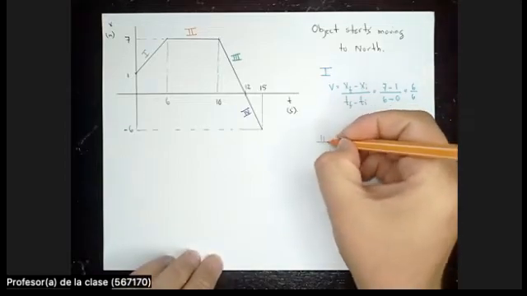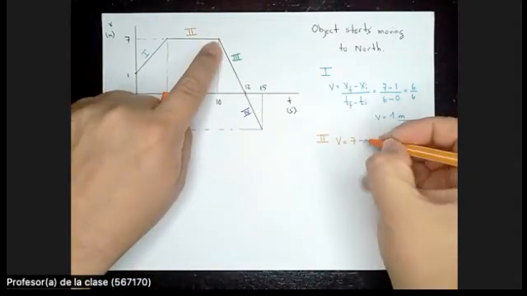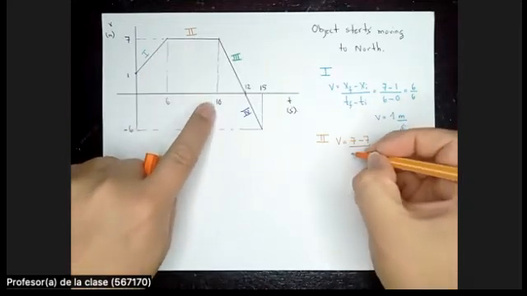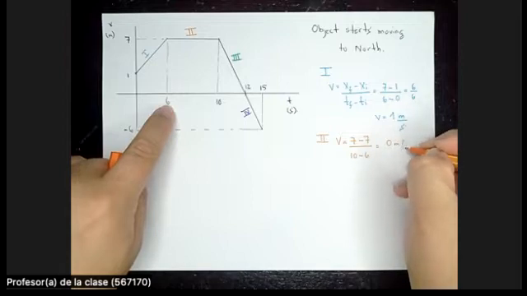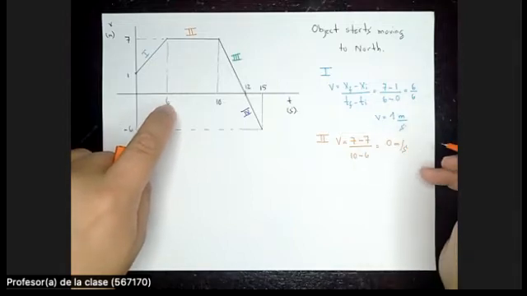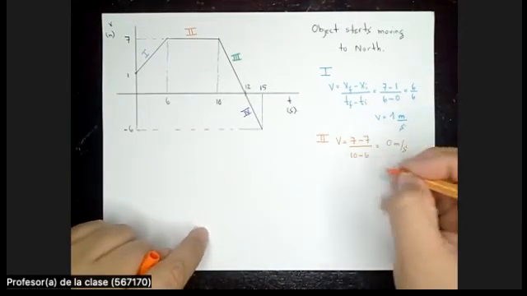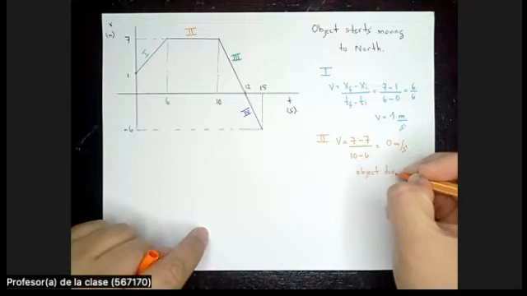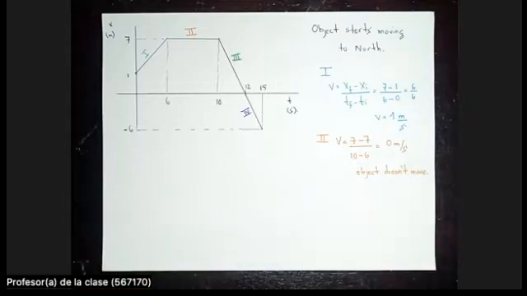On interval number 2, the velocity is going to be 7 minus 7, divided by 10 minus 6. So that is going to be 0. And then the interpretation of this calculation is that the object doesn't move. Okay, the object doesn't move. Very good.